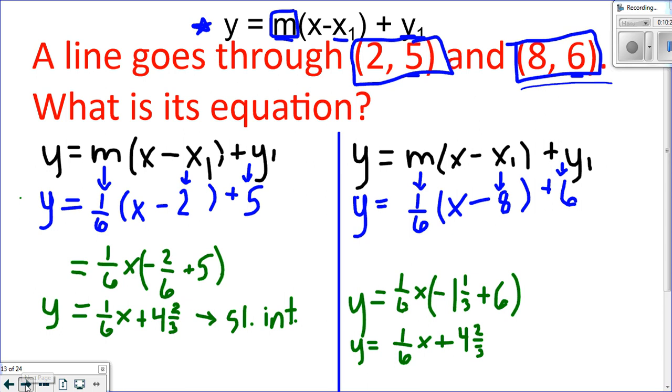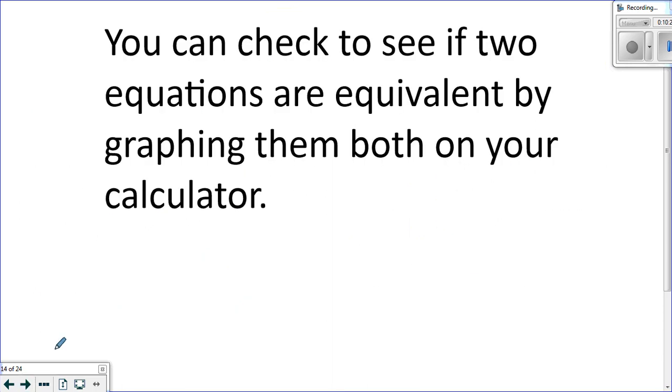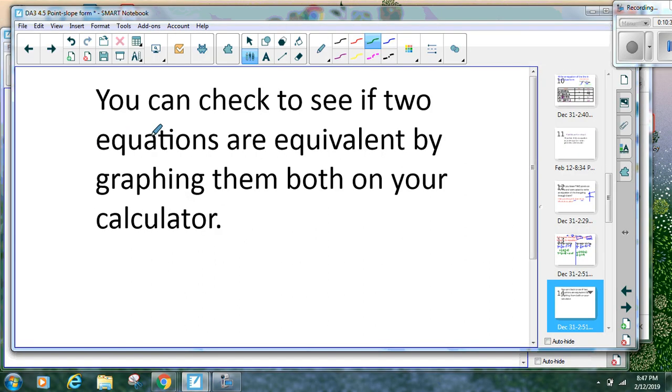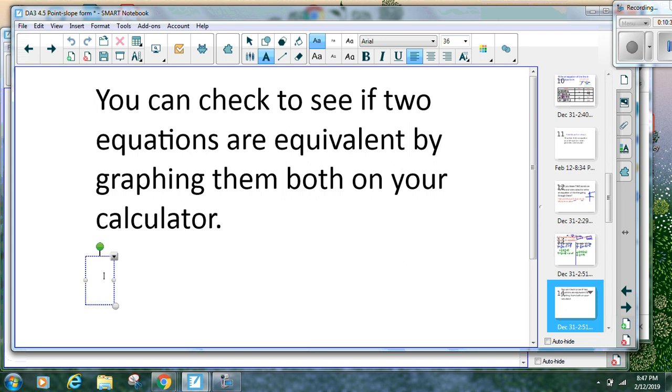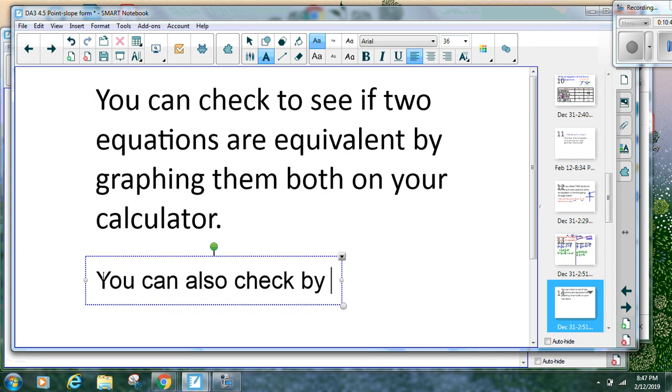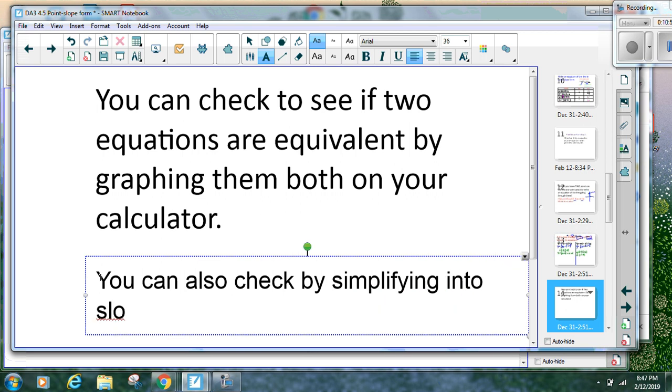So one other thing you might just want to jot down in your notes. So we already did this. We checked those by graphing them on our graphing calculator, as well as, jot down, please, in your notes, we can also check them by simplifying into slope-intercept form.